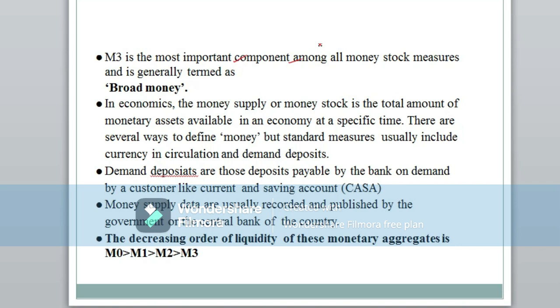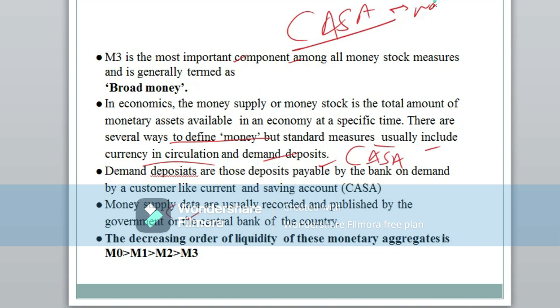So in economics, the money supply or money stock is the total amount of the monetary asset available in an economy at a specific time. There are several ways to define money, but standard measures usually include currency in circulation, time deposits, and these are called CASA. Remember, any money in CASA is called narrow money.